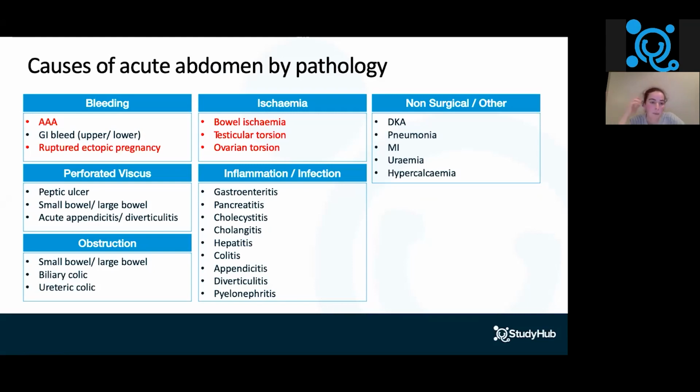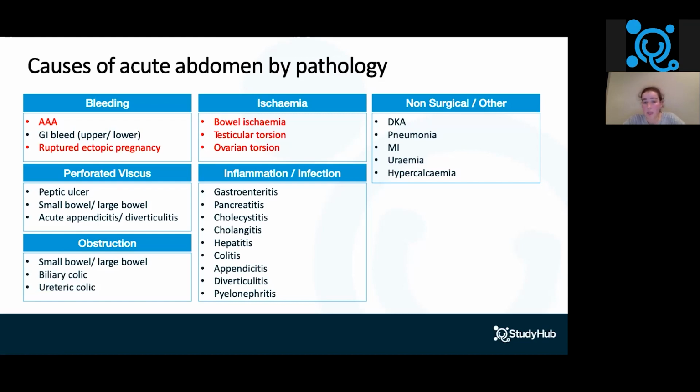In terms of bleeding, ruptured AAA, so abdominal aortic aneurysm, and ruptured ectopic pregnancy. In terms of ischemia, bowel ischemia, and I've also included testicular and ovarian torsion in this because that's essentially what's happening to that organ when it gets torted. It's becoming ischemic. Perforations are important. Obstruction: when we think of obstruction, we usually think of small bowel and large bowel obstruction, but I've also included biliary and ureteric colic because it's essentially also a hollow viscus that's been obstructed by a stone, and that's what's causing the pain.